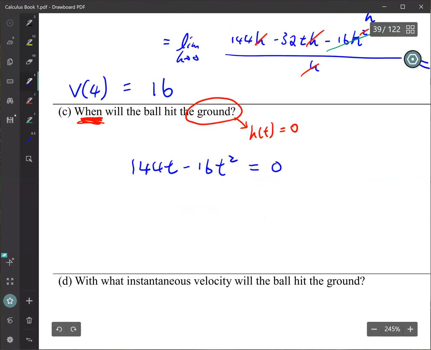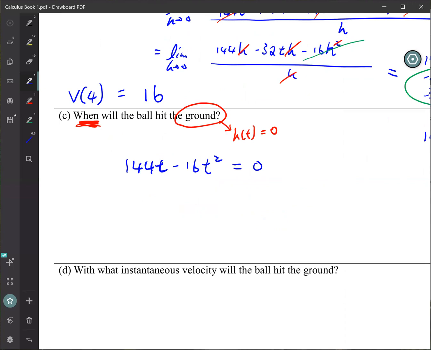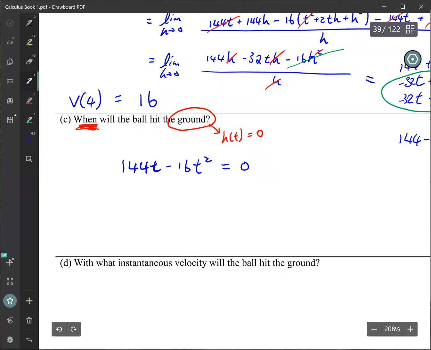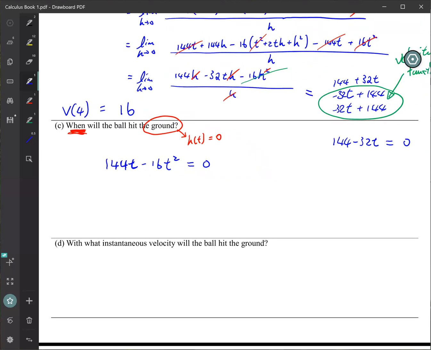This is not calculus, right? This is grade 11 quadratic equation. So I hope you know how to solve this. When you find the time, please raise your hand. Okay? Anyone doesn't know how to solve it, let me know, okay? I can also give you a hint. Raise your hand.